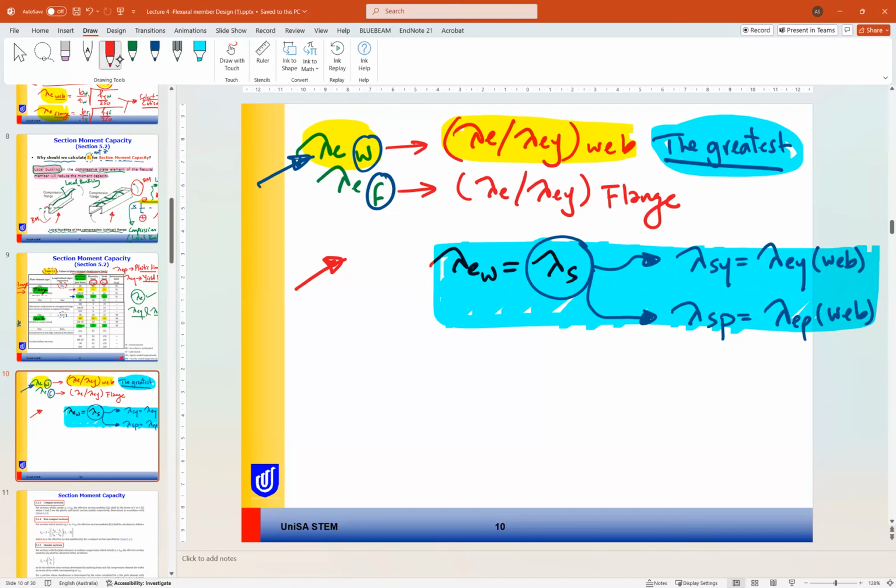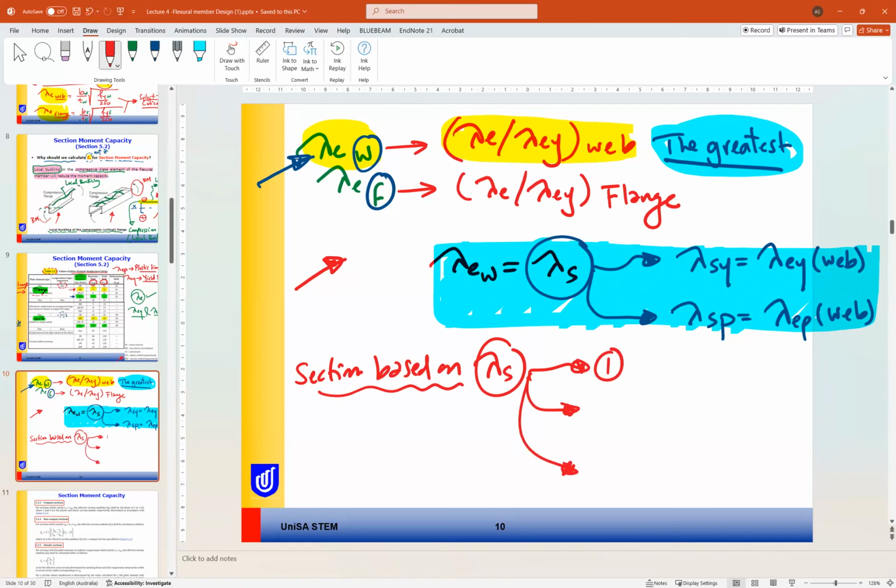Okay, the three cases are, so our cross section, based on the value of lambda S of the member, can have three options or three cases. The first case is we may have a compact section. The second is a non-compact section.